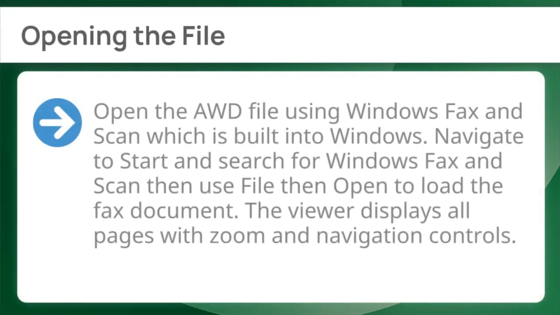First, opening the file. Open the AWD file using Windows Fax and Scan, which is built into Windows. Navigate to Start and search for Windows Fax and Scan, then use File then Open to load the fax document. The viewer displays all pages with zoom and navigation controls.